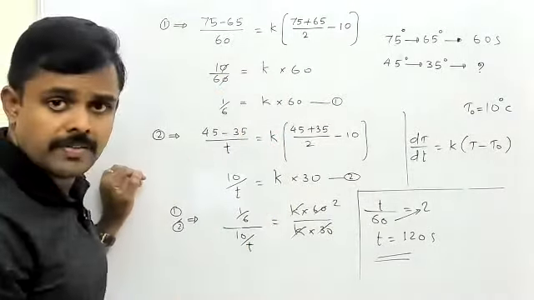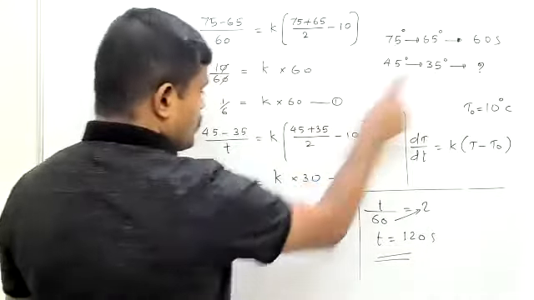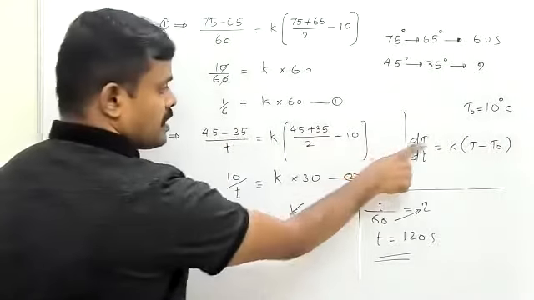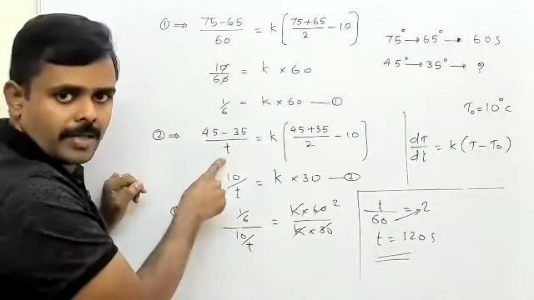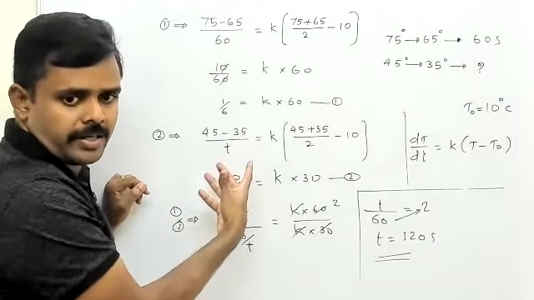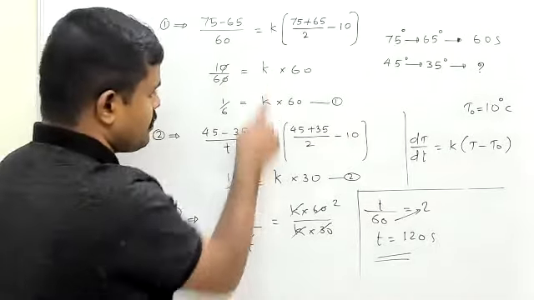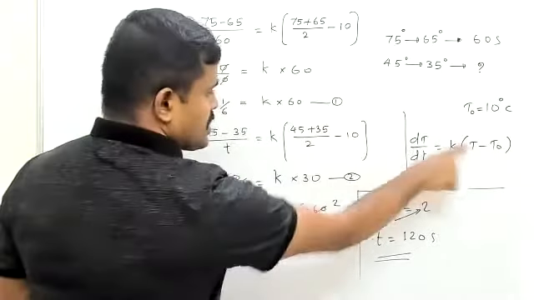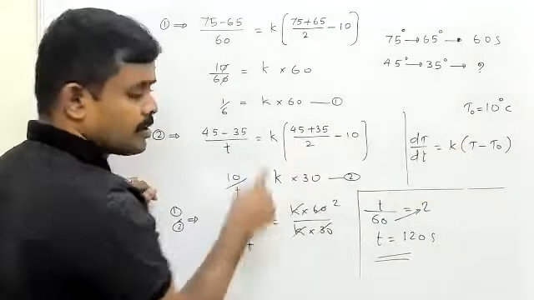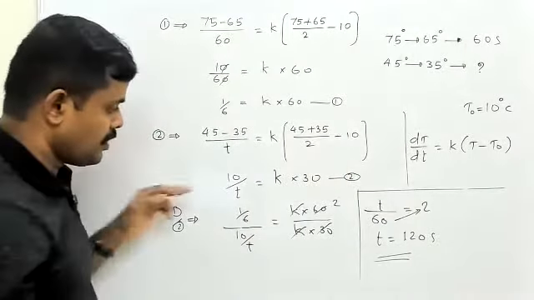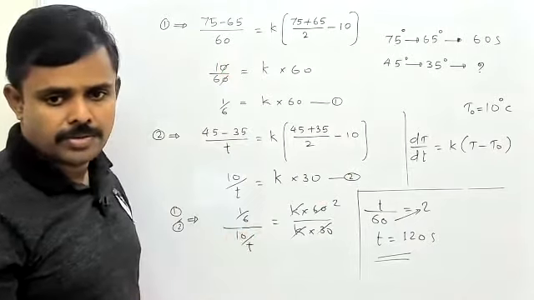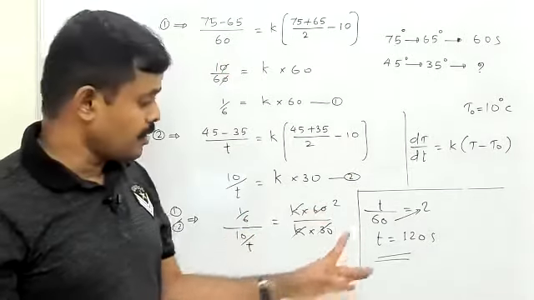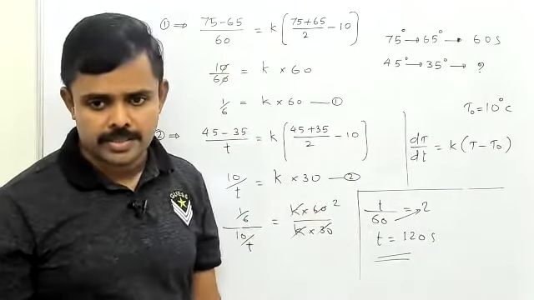Do the same thing for the second one. The second case is 45 to 35. So 45 minus 35 divided by the time taken for it. It is T, which I'm calculating. The question is to calculate it, right? K is the same. Here, this temperature is the average of these two, 45 plus 35 by 2 minus 10. Solve it, you get 10 by T is equal to K into 30. Then divide equation number 1 by equation number 2. Solve it, you will get only one unknown there. T is 120 seconds. Is that clear now?